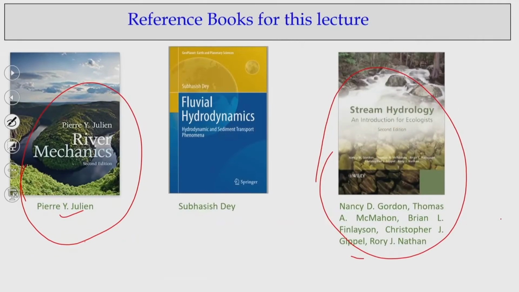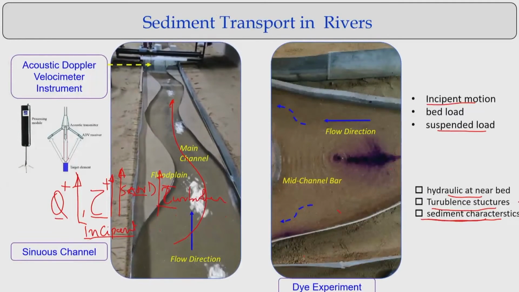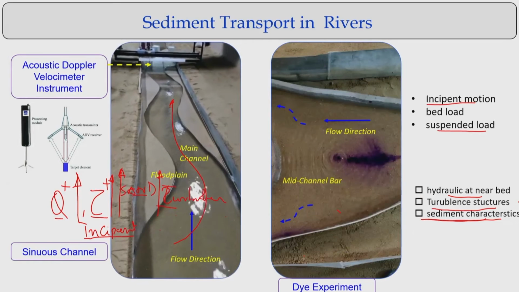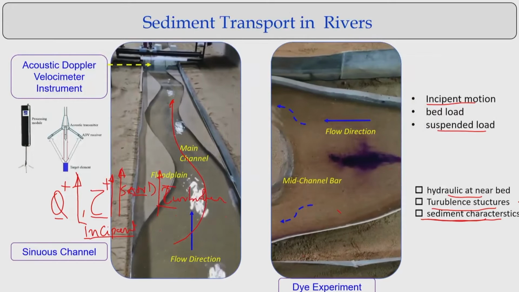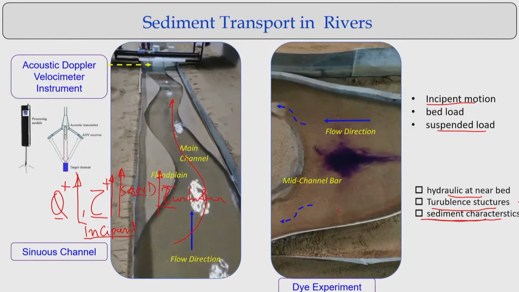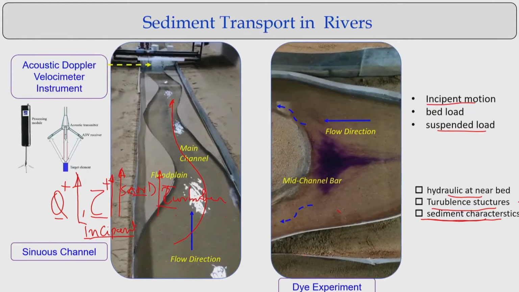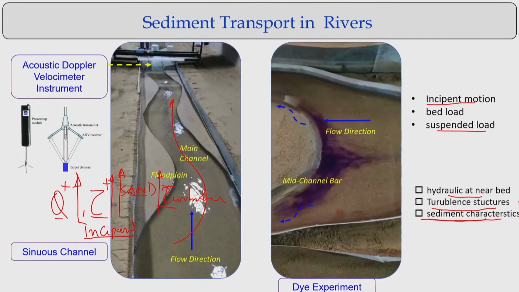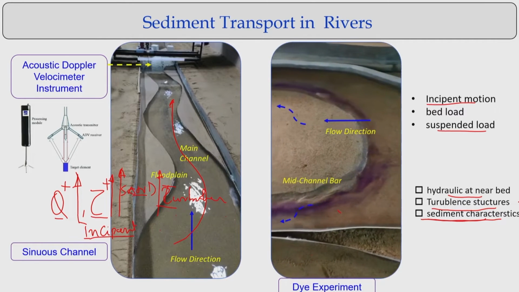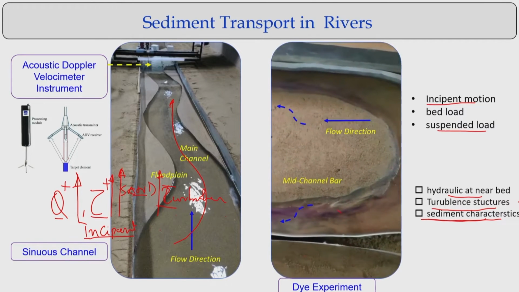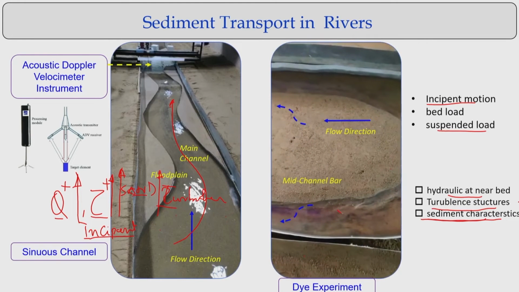Now, if you look at the next point, here the flow is moving in the channel, and you can see the flow moving on both sides. It shows how the turbulent structures are changing and how they are responsible for incipient motion, bed load and suspended load. This is just to visualize the flow phenomena in a scale model.